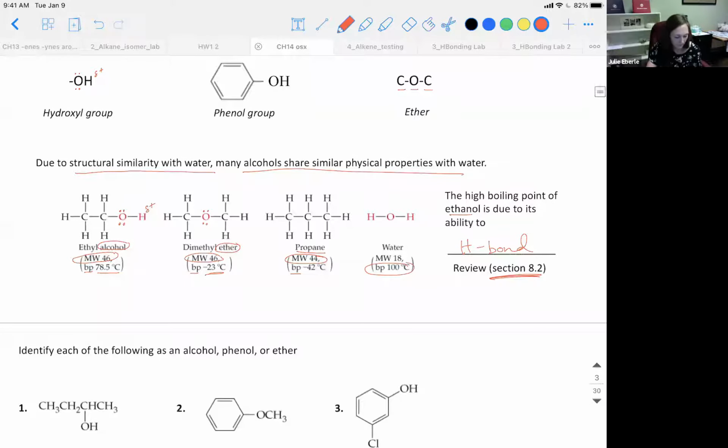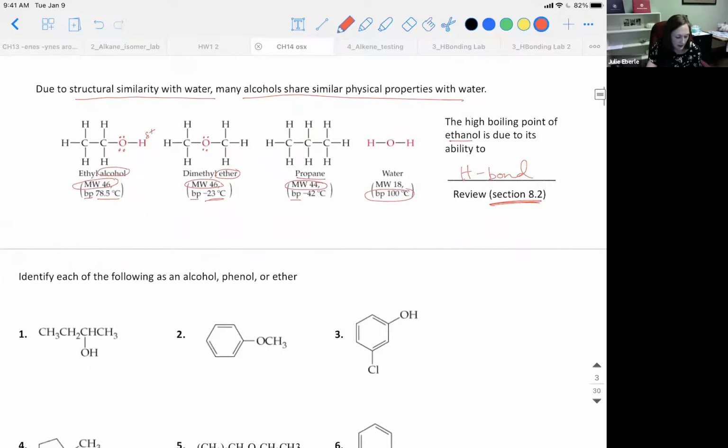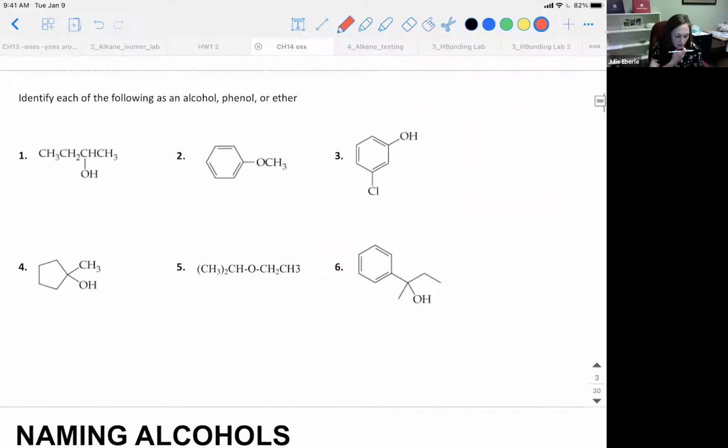All right. So now that we've identified these, I want you to look at this slide right here. We're going to do all 6. We're going to identify each one as either an alcohol, a phenol, or an ether. So what do y'all think? What about A? Is this an alcohol, a phenol, or an ether?